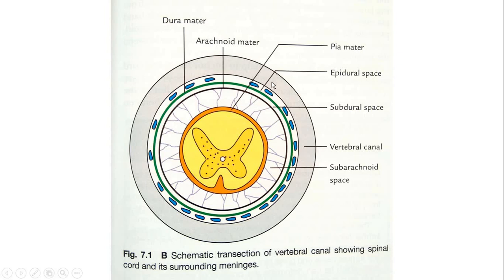The space between the vertebral canal and dura mater is epidural space. The space between the dura mater and arachnoid mater is the subdural space, while the space between the arachnoid mater and pia mater is subarachnoid space. The subarachnoid space is important. It contains cerebrospinal fluid, which acts as a shock absorber of the spinal cord.